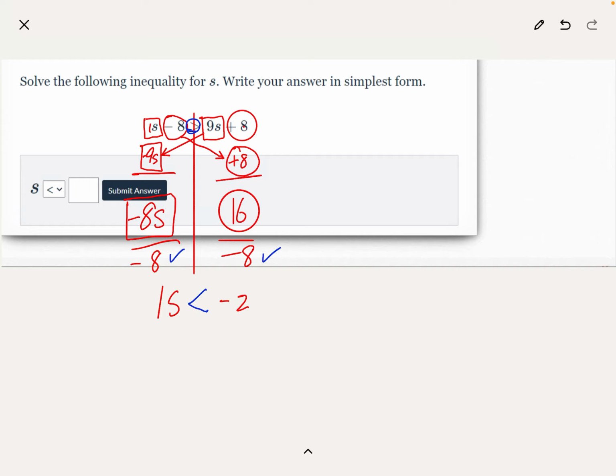All right, so the answer would be 1s is less than negative 2. That's it, guys.